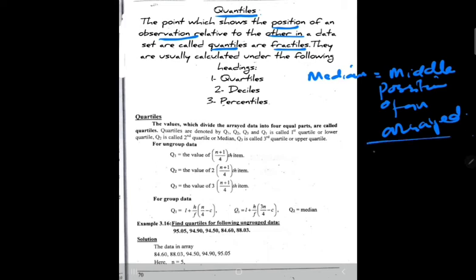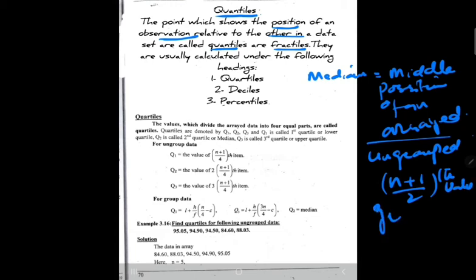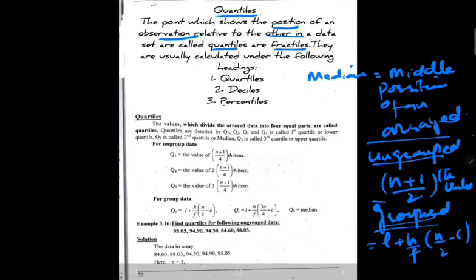You remember that median for ungrouped data was the (n plus 1) divided by 2 th value, and for grouped data it was L plus h by f times (n by 2 minus C). These are the two formulas for median, for ungrouped data and for grouped data, and the median should be solved after arranging the data in either ascending or descending order. Now we are studying quantiles.